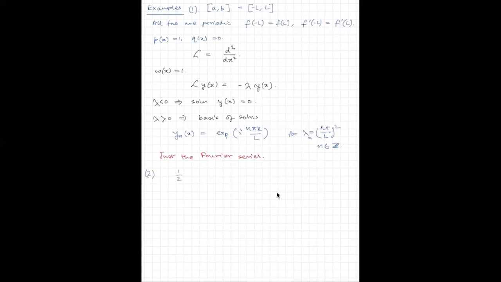And now we have this equation: h double primed minus 2x h primed is equal to minus 2 lambda h of x, for x belonging to R. This is subject to the boundary conditions: h of x is polynomial as x goes to infinity, and in particular this means e to the power minus x squared over 2 times h of x goes to 0 as mod x goes to infinity. Okay.